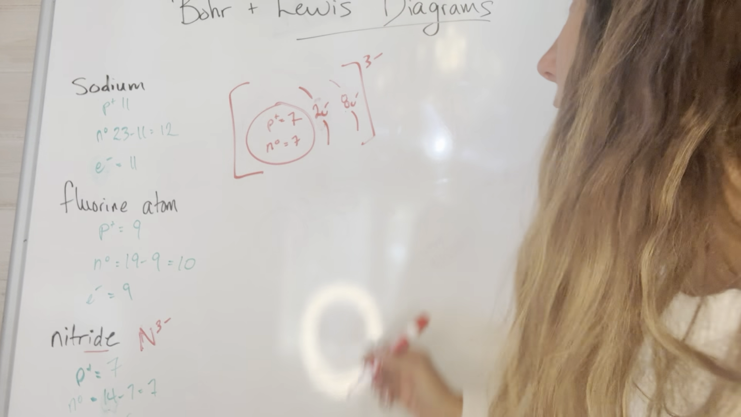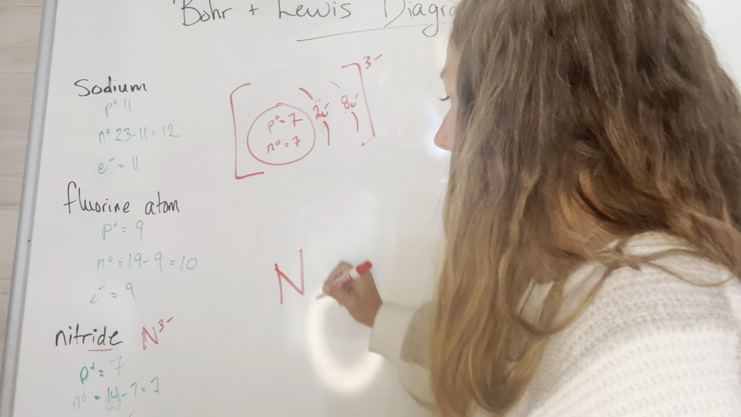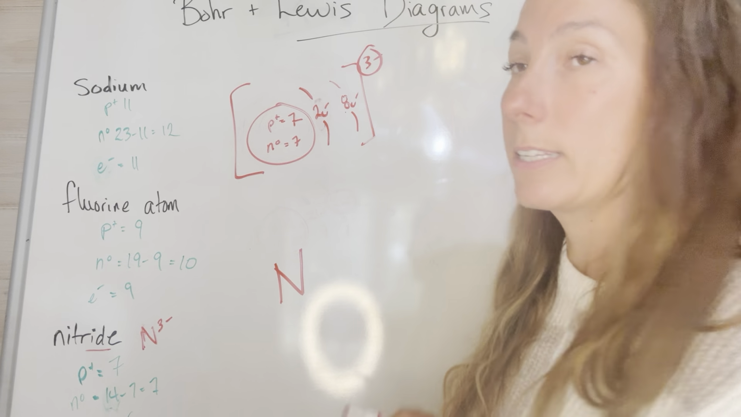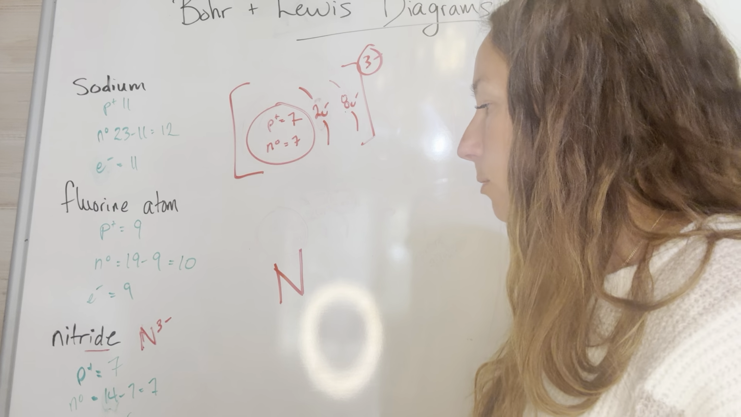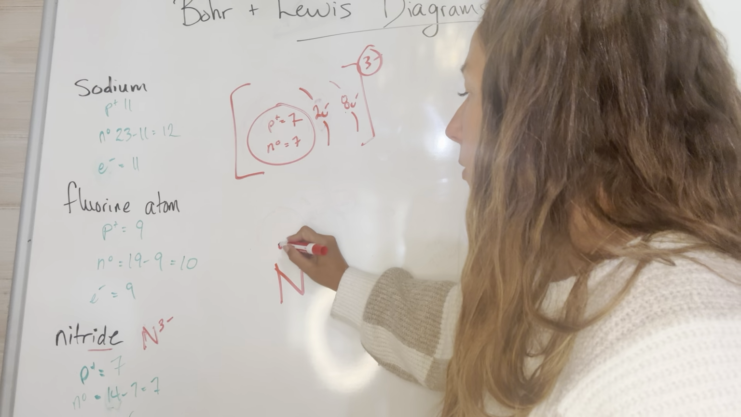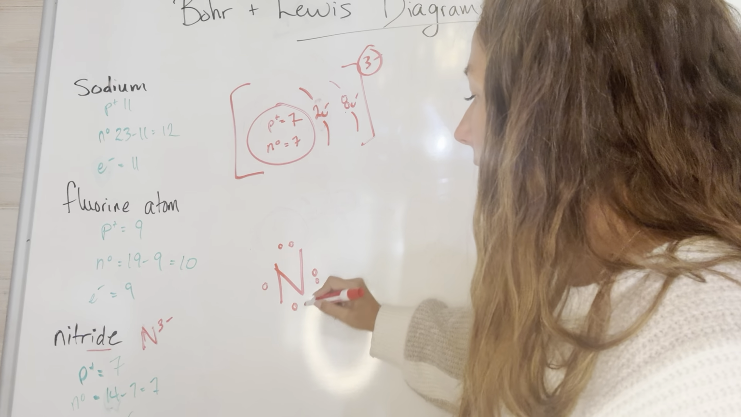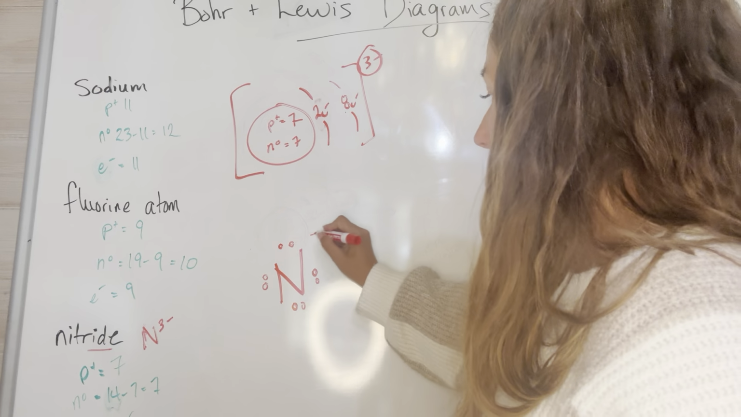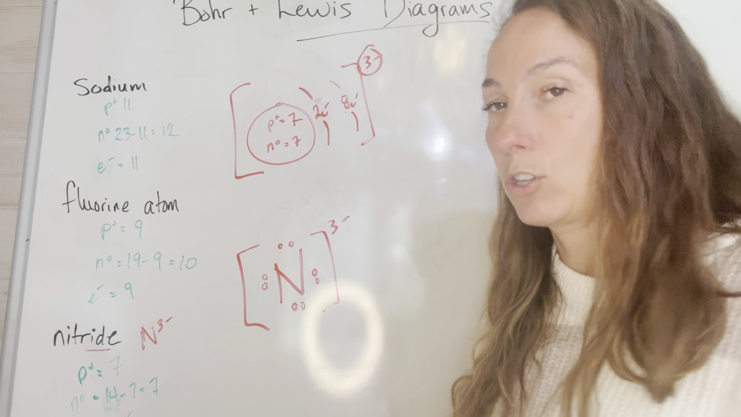Okay, so now I'm going to convert that into a Lewis dot diagram. The Lewis dot diagram is going to still have the symbol in the middle. I'm going to put the 3 minus as brackets like we did up here. So I have the N in the middle. I have to have 10 electrons. I'm only going to do the valence shell. So that would be 1, 2, 3, 4, 5, 6, 7, 8. 4 lone pairs. And overall, it is a 3 negative charge.